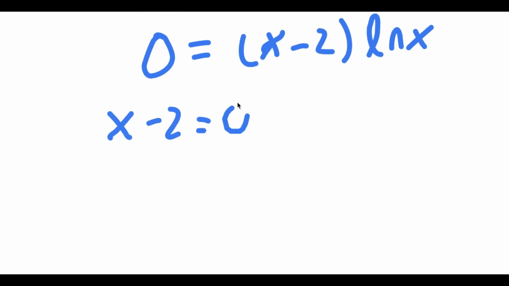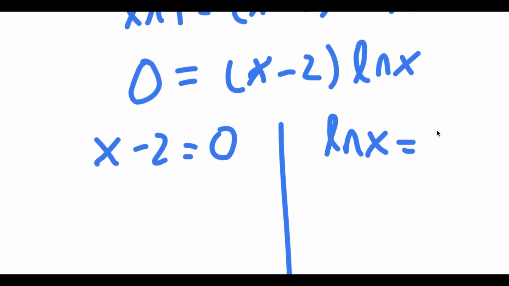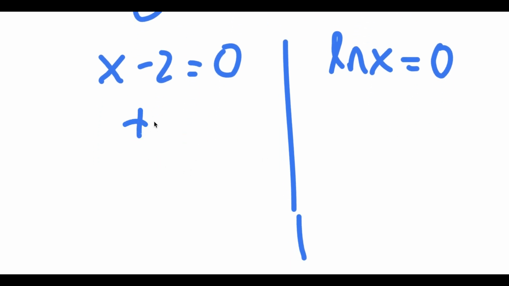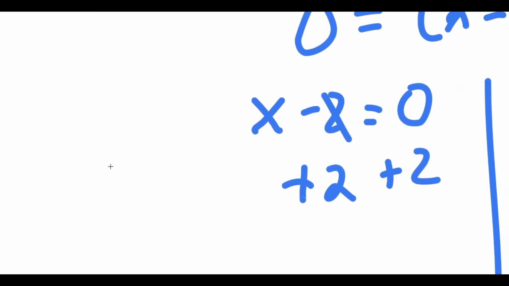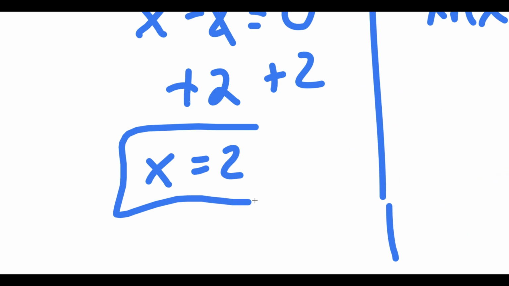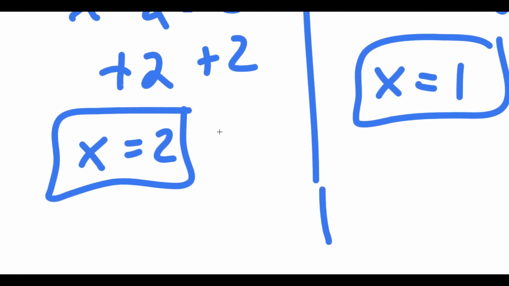I have x minus 2 is equal to 0, and I have ln of x is equal to 0. So for x minus 2 equals 0, this is pretty simple. All we have to do is add 2 on both sides, and we get that x is equal to 2. And for ln x equals 0, well, ln of 1 is equal to 0, so x is equal to 1. So my two solutions are x equals 2 and x equals 1.